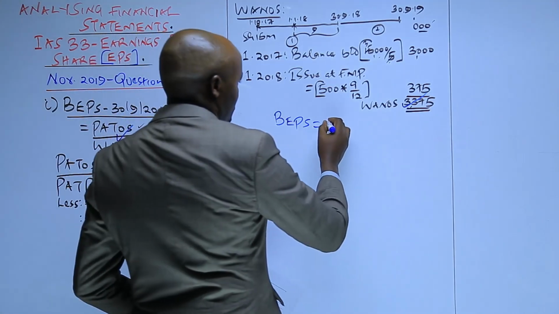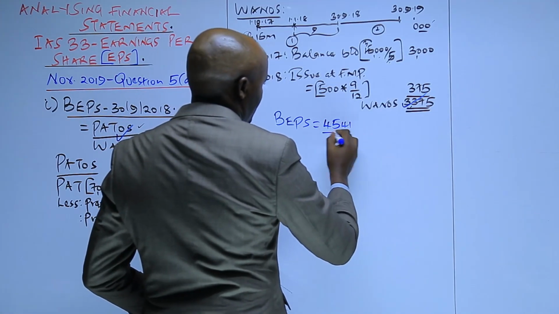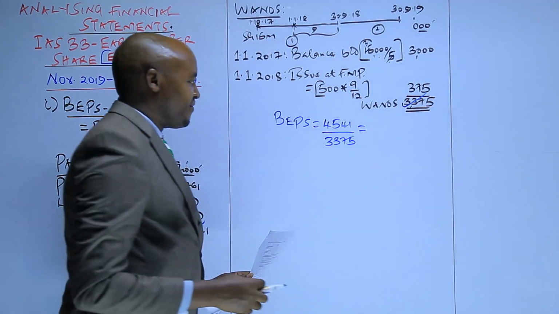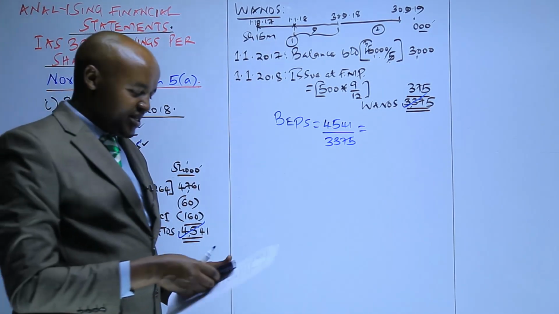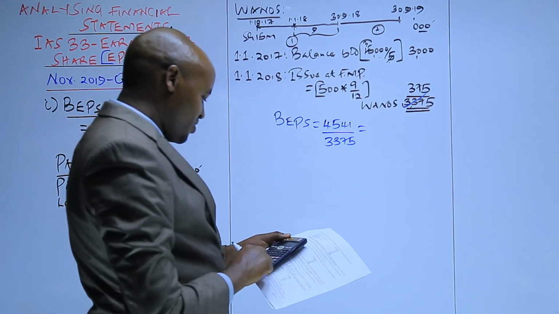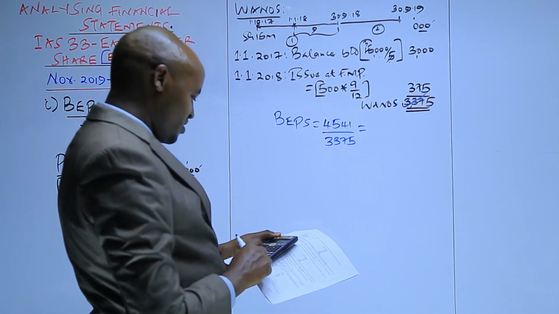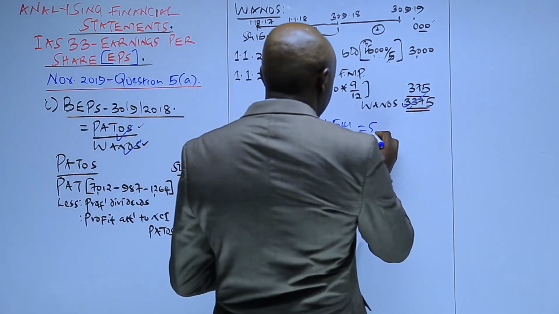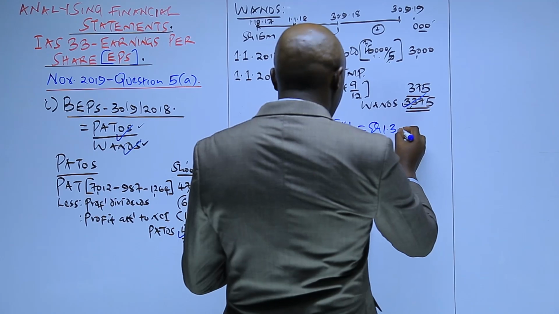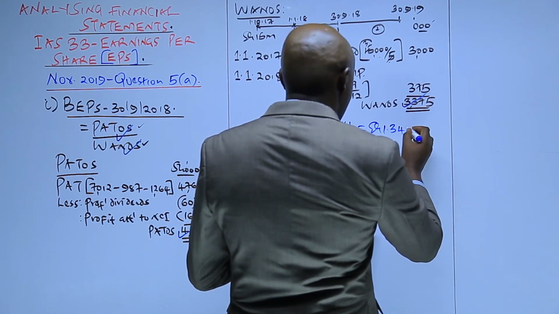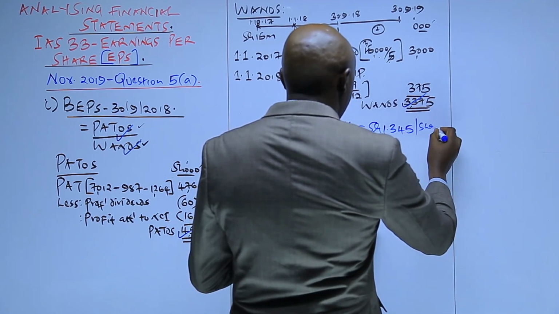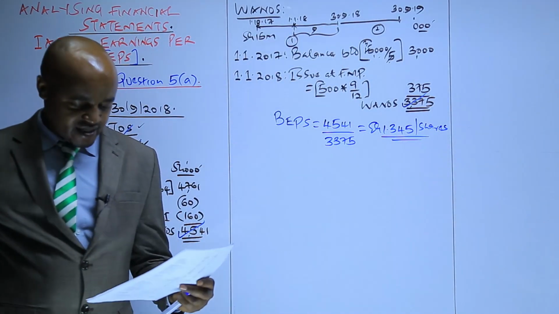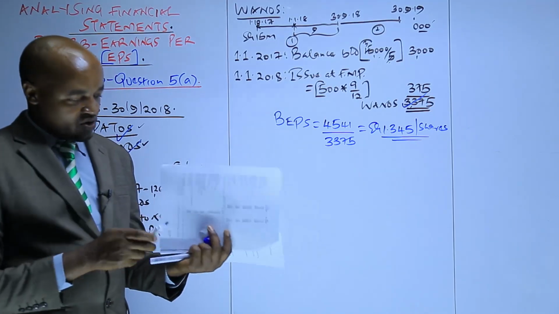So having that, we can then proceed and we compute the basic earnings per share, which will be equal to PATOS 45.41 divided by one-offs 33.75, and that now will give us the basic earnings per share. So the basic earnings per share will be 45.41 divided by 33.75, and this will give us shillings 1.345, which is shillings per share. So basically that is it, that what is required as far as the Roman 1 is concerned.